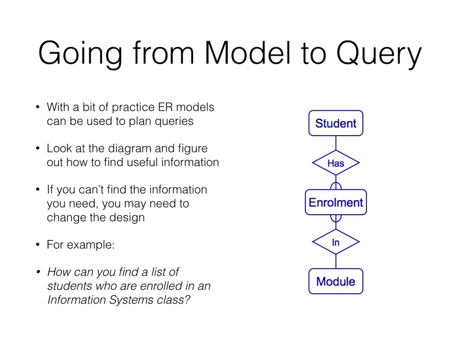So for example, using this model here, how can you find a list of students who are enrolled in an information systems class? Can you do that? I'm not going to answer it for you, but I want you to think about it. Can you do that using this model, or potentially the model that we had on the last page?